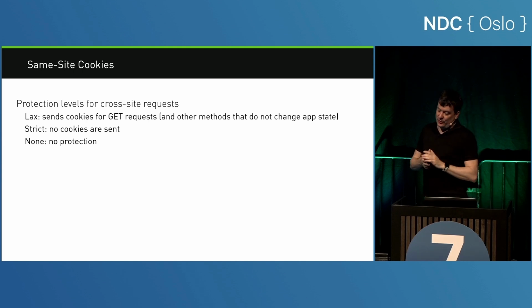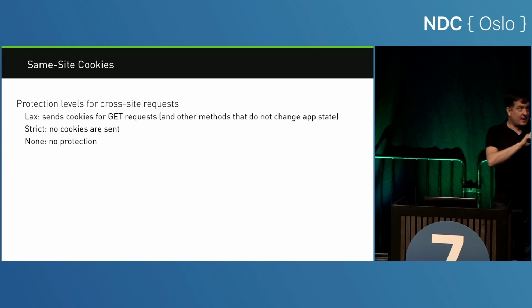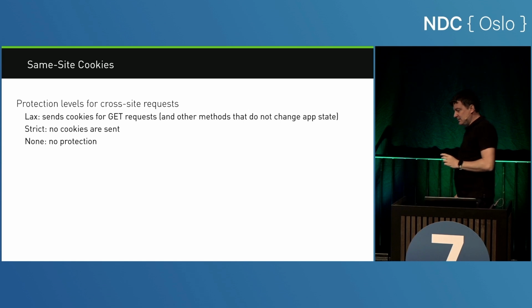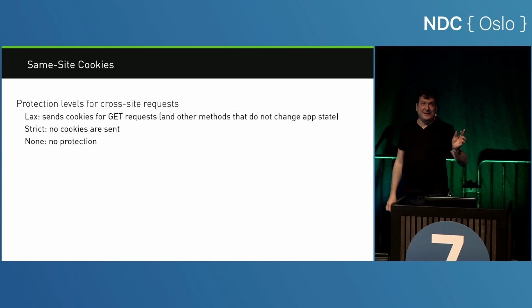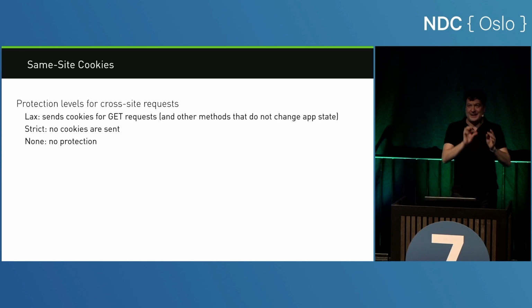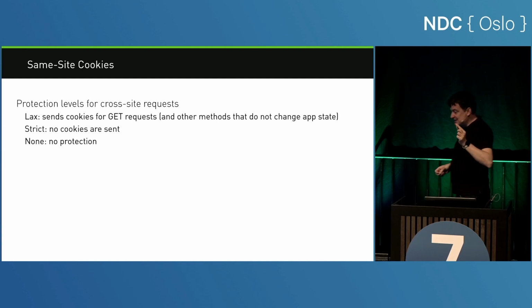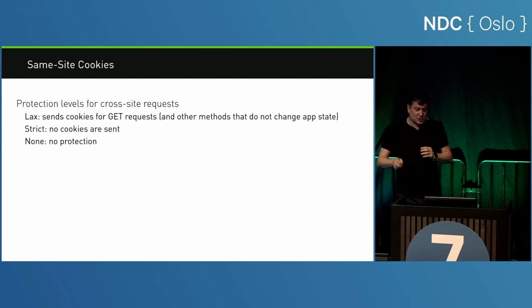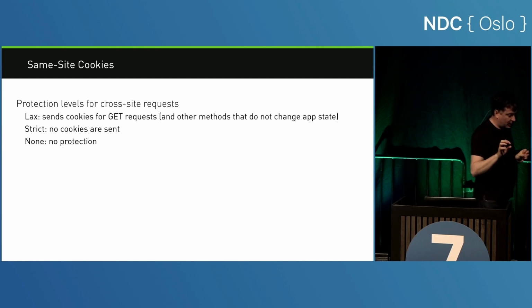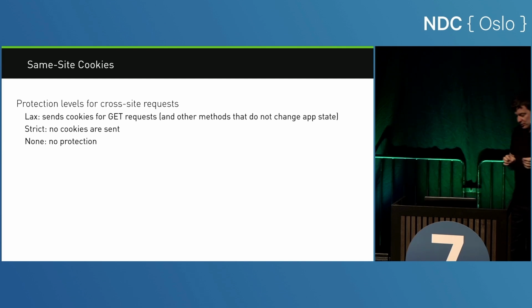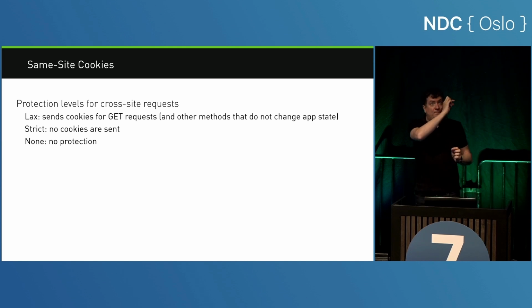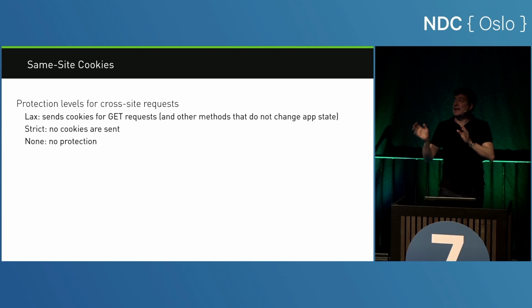There's one catch, though. And that catch is, it's called same-site. It's not same-origin. So what is same-site? Same-site is, I think, eTLD+1. So it would be ndcoslo.com or, I don't know, google.co.uk. So www.ndcoslo.com, api.ndcoslo.com, and publicbeta.ndcoslo.com, they would all be the same site.